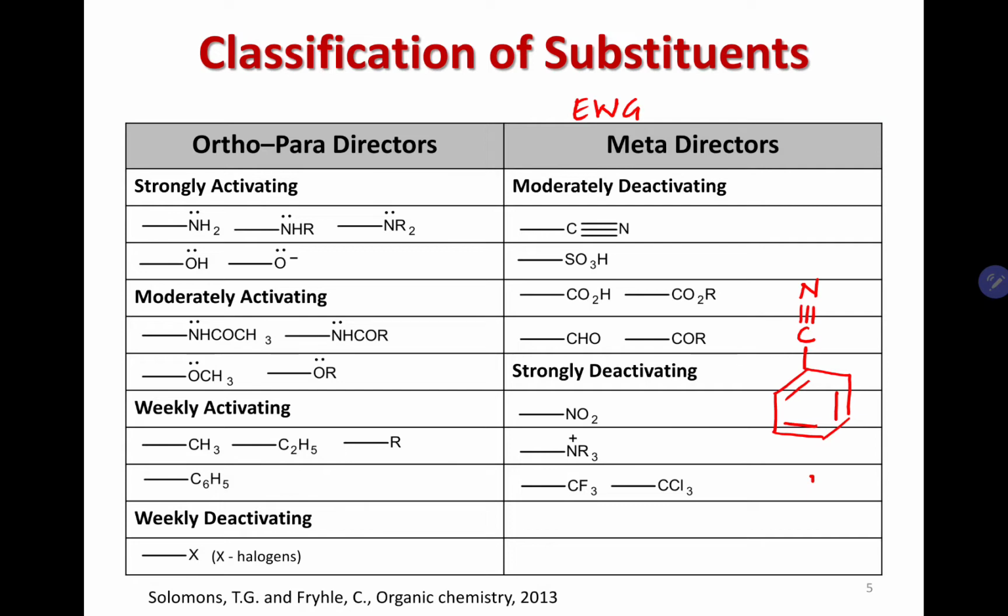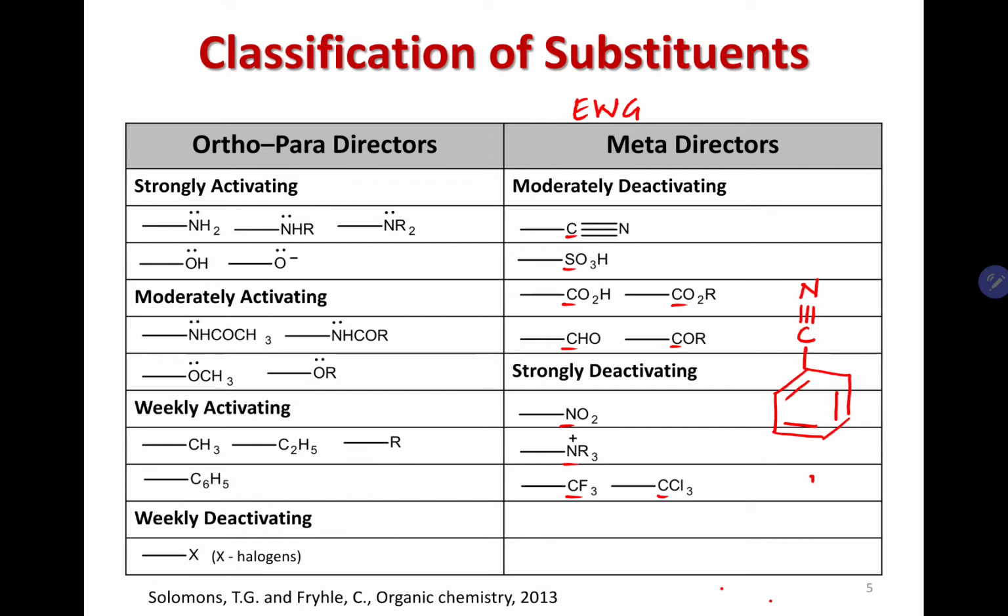So you worry about the first atom that is directly attached to the benzene. In cyanide it is carbon, and so on: sulfur, carbon, carbon, carbon, carbon, nitrogen, nitrogen, carbon and carbon. So these are the atoms that are directly attached to benzene. Typically for meta directors, the atom that is directly attached to benzene has double or triple bonds, or you can say pi bonds, with another atom. So you have multiple bonds coming from that directly attached atom. That is one way to remember it.